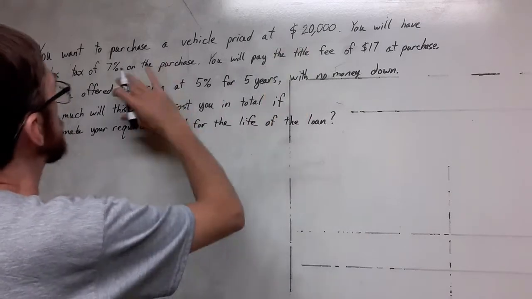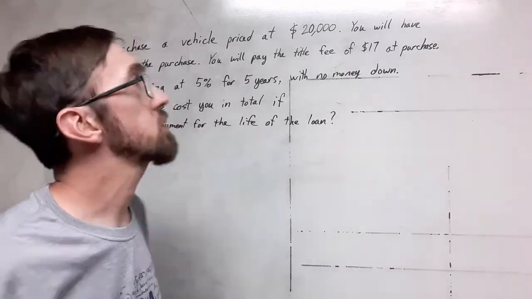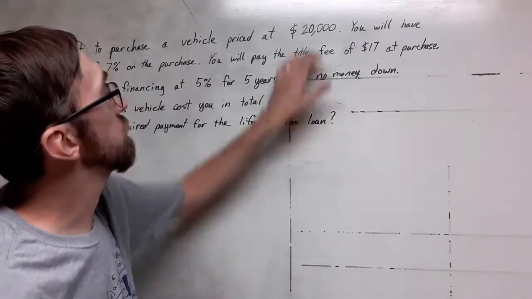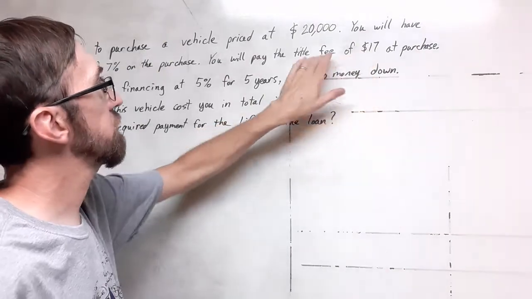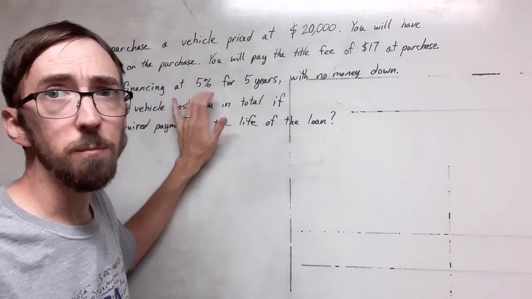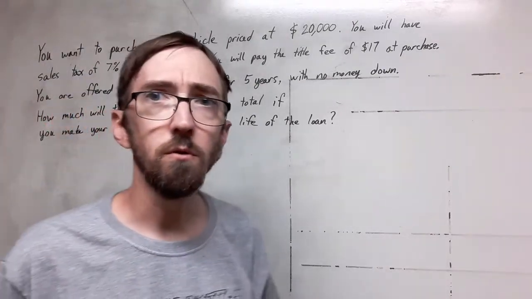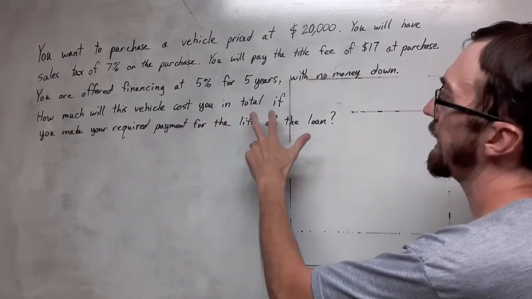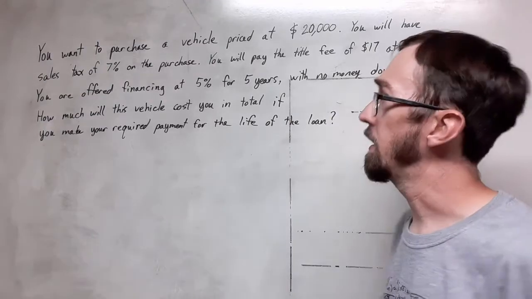In the story problem, the vehicle we're looking at has a purchase price of $20,000. We're going to have 7% sales tax charged on this purchase. There is a $17 fee for title. And then we are going to be offered financing at 5% for 5 years. 5 years is, I think, a pretty typical vehicle loan. So the question we want to answer is, how much will we actually pay for this vehicle if we make those scheduled payments over the life of the loan?